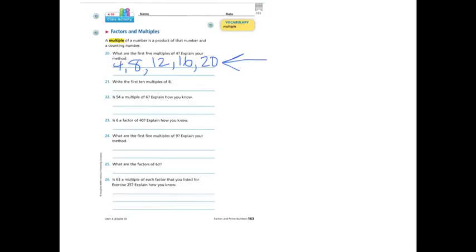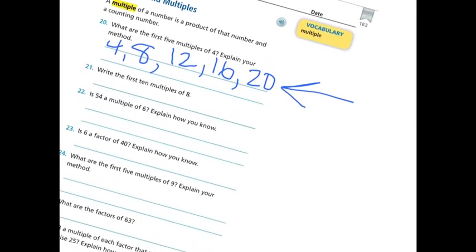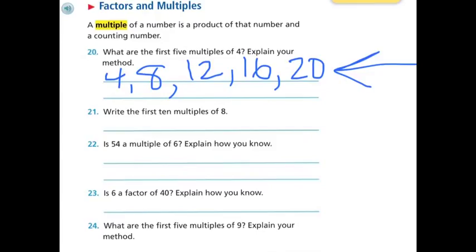The way I would explain my answer on that is by simply writing the multiplication problems that we said. 4 times 1 equals 4. 4 times 2 equals 8, etc. So the first 10 multiples of 8 would be 8 times 1, 8 times 2, 8 times 3, 8 times 4, 8 times 5, 8 times 6, 8 times 7, 8 times 8, 8 times 9, and 8 times 10.